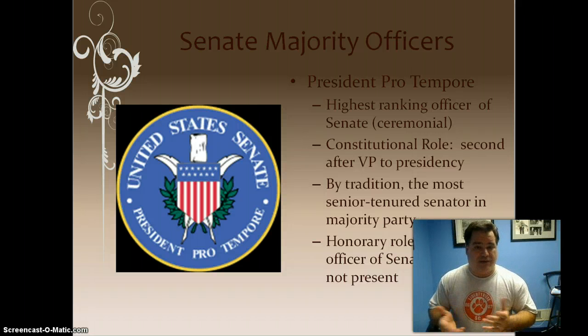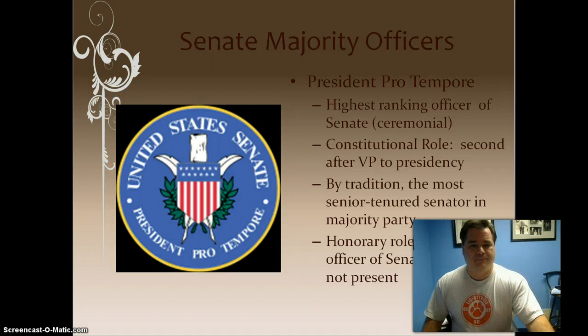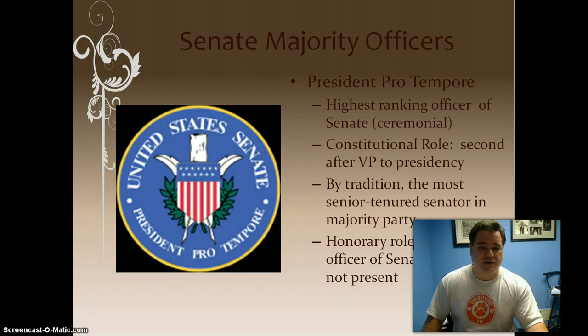Now there's a major exception, and I want to point that out right now. That's the President pro tempore. Okay, and this is pronounced President pro tempore, President pro tem. Okay, the highest ranking officer of the Senate, and this is a ceremonial position. They don't hold any additional authority except for that which inures to them as the elder statesman or elder stateswoman of the Senate. Okay, by tradition, they are the most senior tenured senator of the majority party. All right, they're the oldest, longest serving member of the Senate in the majority party. Okay, now that's a constitutional role.